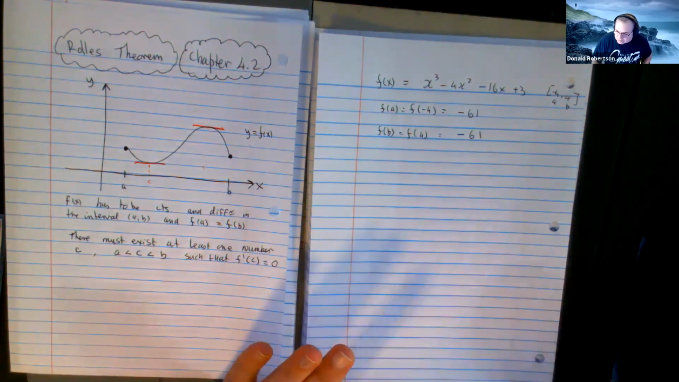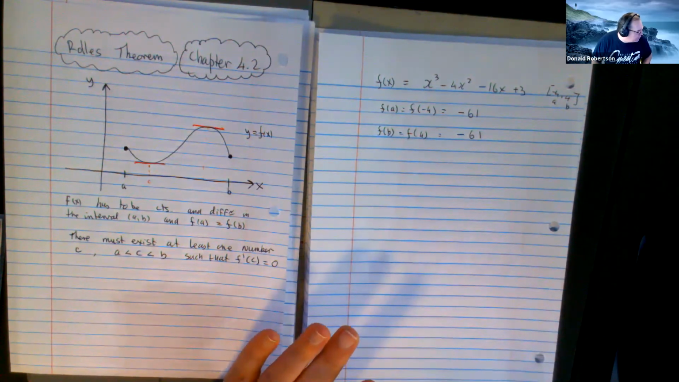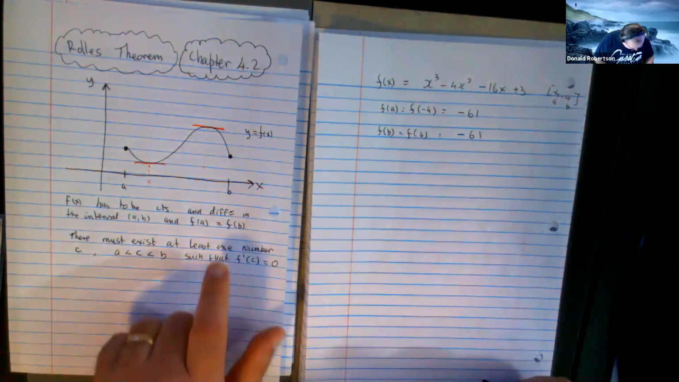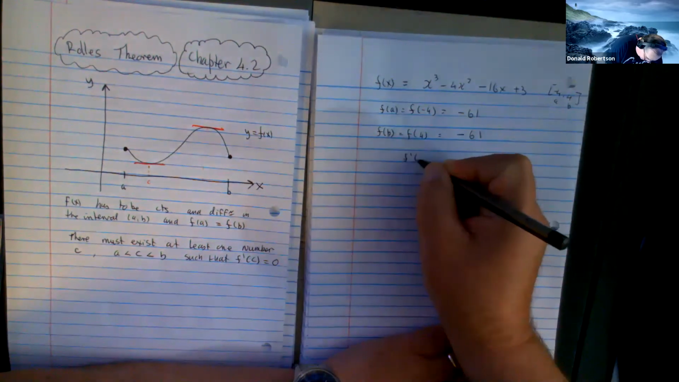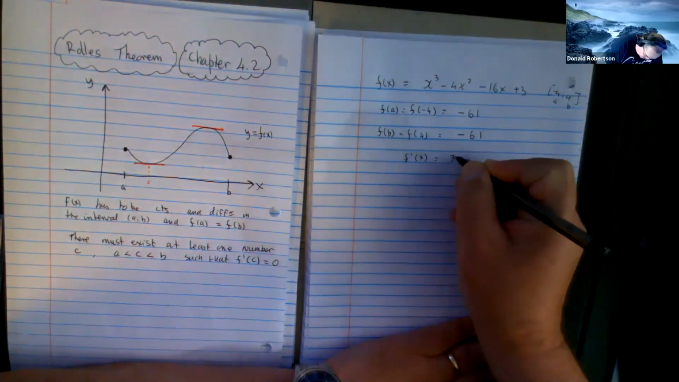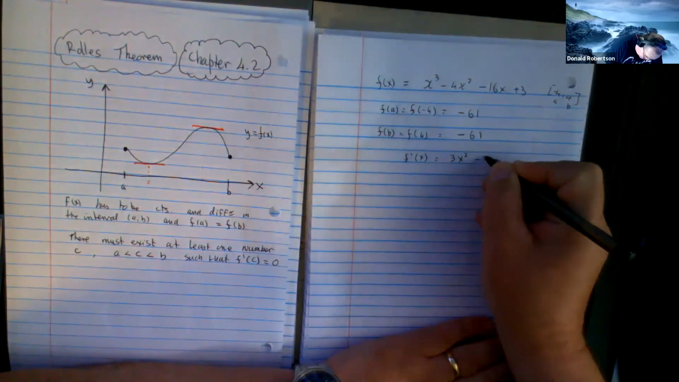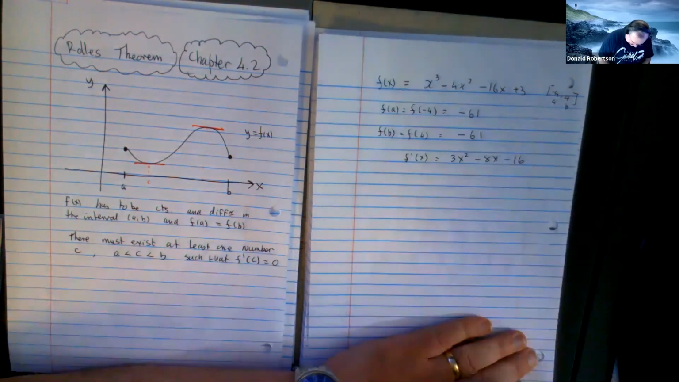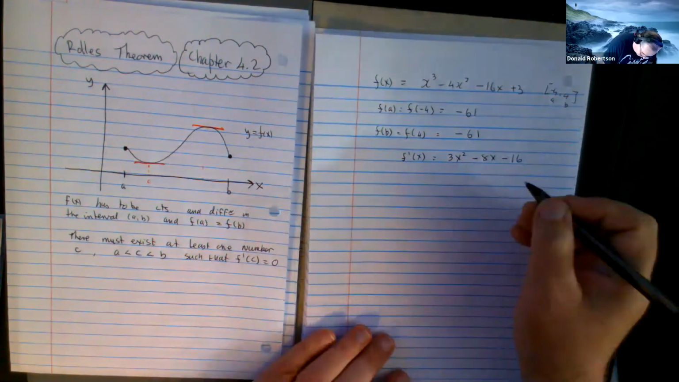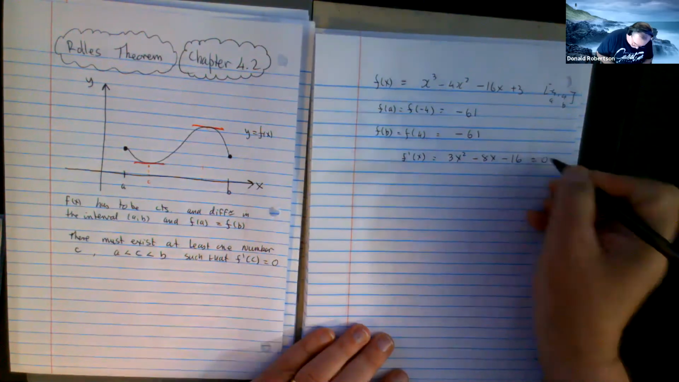So far, so good. So what we're going to do now is find the mysterious c. So you find the derivative of the function. So that's 3x squared, take away 8x, take away 16. And you solve for when it is 0.